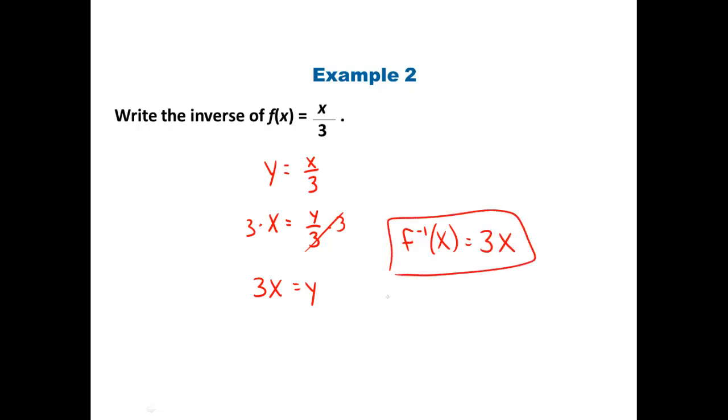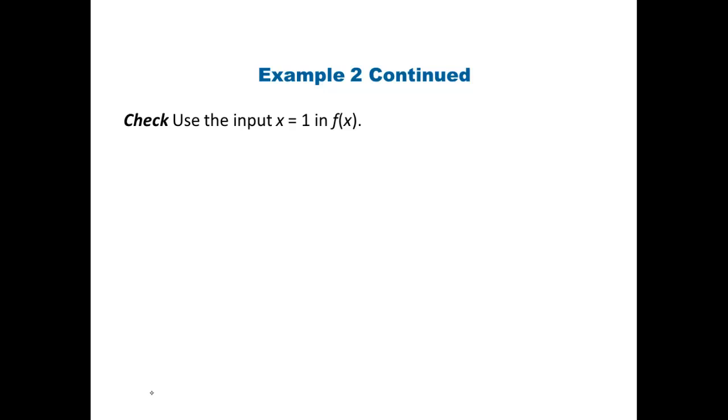Again, a simple one-step function where this is x divided by 3, so the inverse will be x times 3. Do we see the inverse operations? Good. And again, we can check using x equals 1 just because it's an easy number.